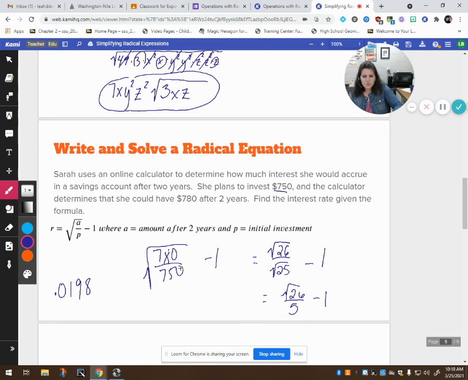So we know that's really close to 0.02. If we're talking percent interest, this is the rate. So if we're going to write it as a percentage, we move it over 2 places. So this is a rate of 2%. So roughly, or we would say approximately, the interest rate is 2%.